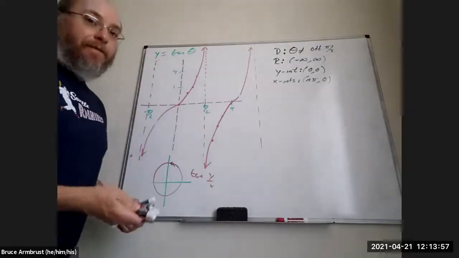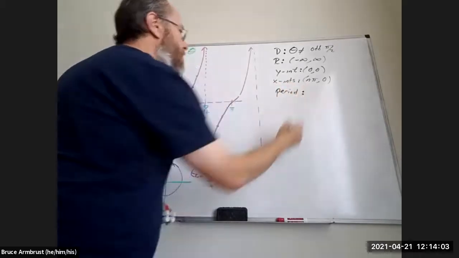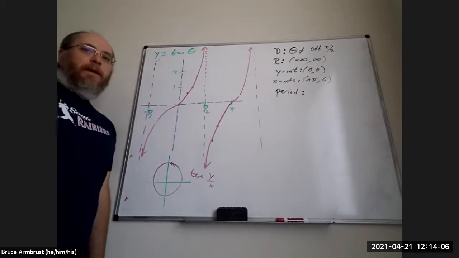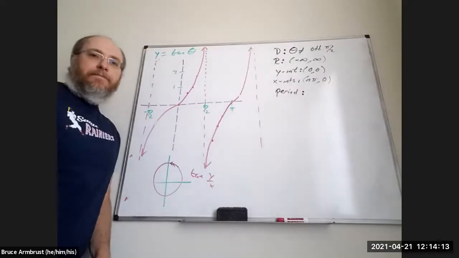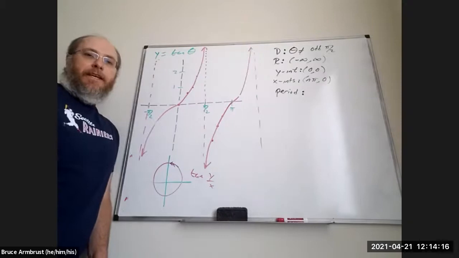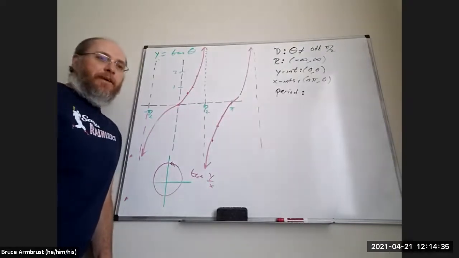Okay, how about this? What about the period? Because it definitely repeats. But what's the period of this thing? What do you guys think? Shout it out, type it in chat box. What's the period of tangent? Is it because it repeats at the odd pi over 2? Okay, so it definitely repeats at the odd pi over 2. So what are you thinking, Danielle? What do you think then is the period? What's the number for the period? Pi over 2. Okay, so pi over 2.